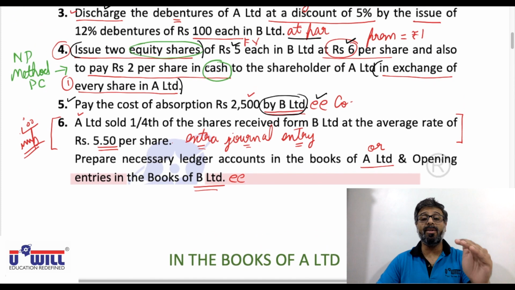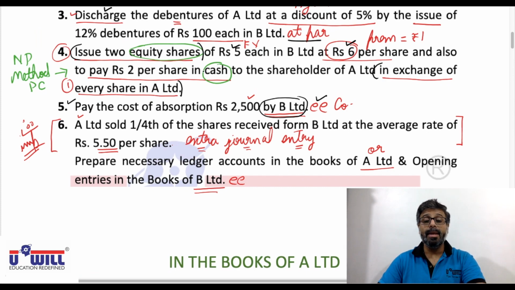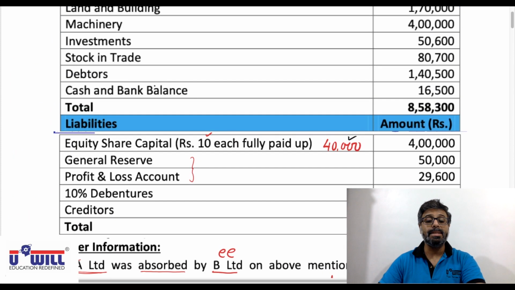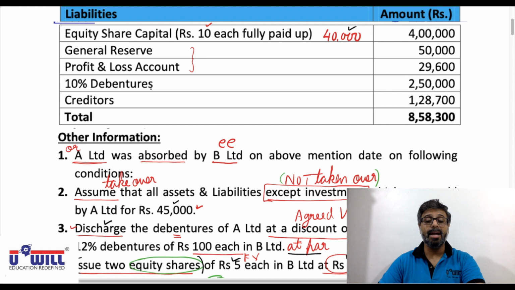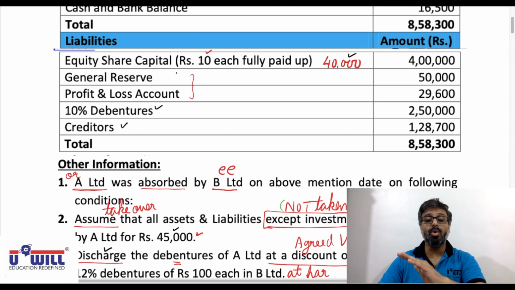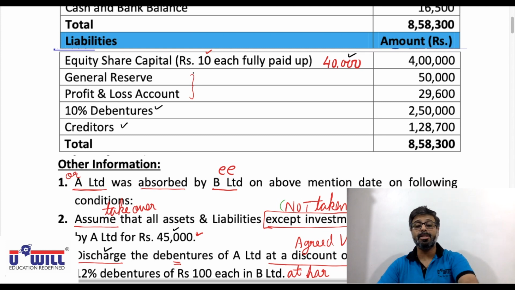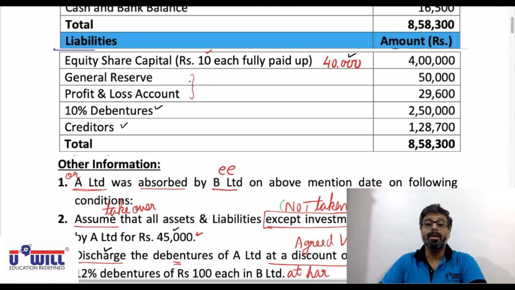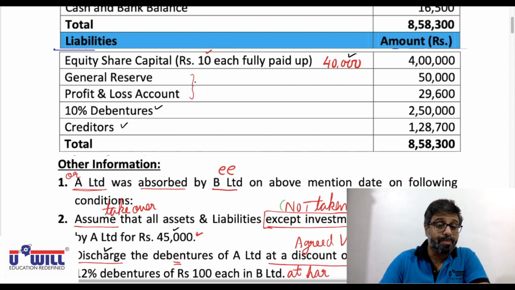Now payment of liabilities not taken over. Here there are only 2 liabilities, debentures and creditors, and both are taken over. So no entry for payment of liabilities. Next, payment to preference shareholders. There are no preference shares here. So no question of payment to preference shareholders. Now, what are the last 2 steps?